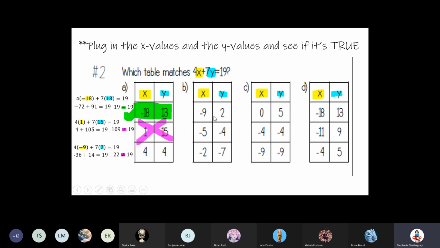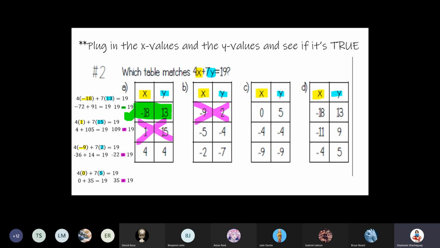Now we're going to start looking at table B, where I have negative 9 for my x and 2 for my y. Well, 4 times negative 9 gives me negative 36. 7 times 2 gives me 14. But negative 36 plus 14 gives me negative 22. Negative 22 does not equal 19. Therefore, table B is not one of my answers.